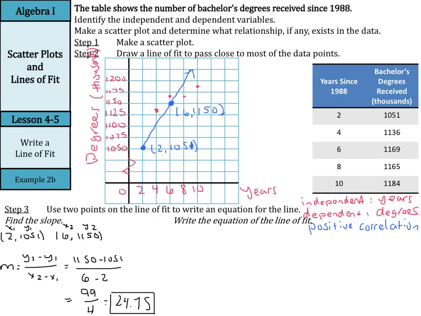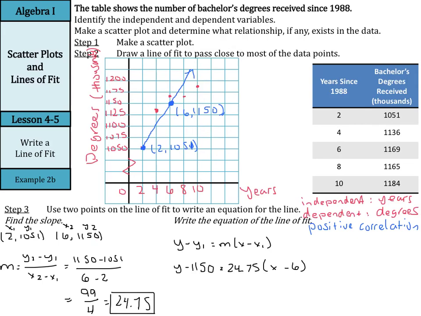So I can say the slope of this line is 24.75. Now, in order to write the equation of the line of fit, we can again start in point slope form. y minus y1 equals m times x minus x1. Pick one of the 2 points. I'm going to pick this 6, 1150 here. So y minus 1150 is going to equal my slope of 24.75 times x minus 6, since again I picked this point here.